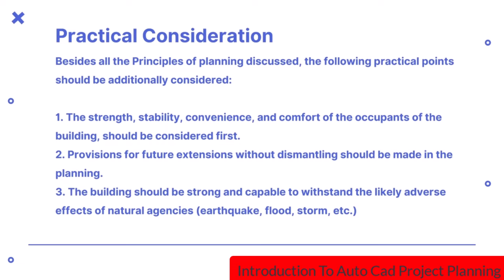Besides all the principles of planning discussed, the following practical points should be additionally considered: the strength, stability, convenience, and comfort of the occupants of the building should be considered first. Provisions for future extensions without dismantling should be made in the planning. The building should be strong and capable to withstand the likely adverse effects of natural agencies such as earthquake, flood, storm, etc.